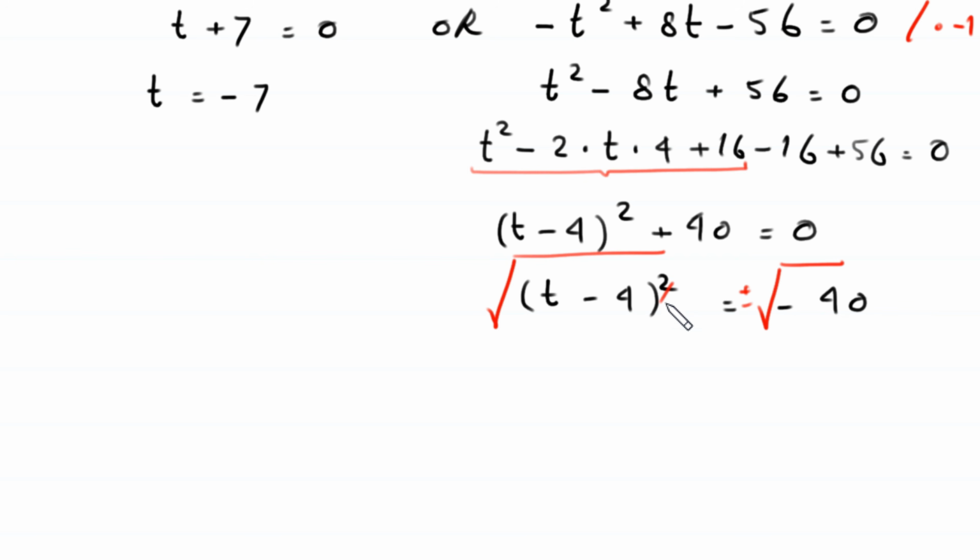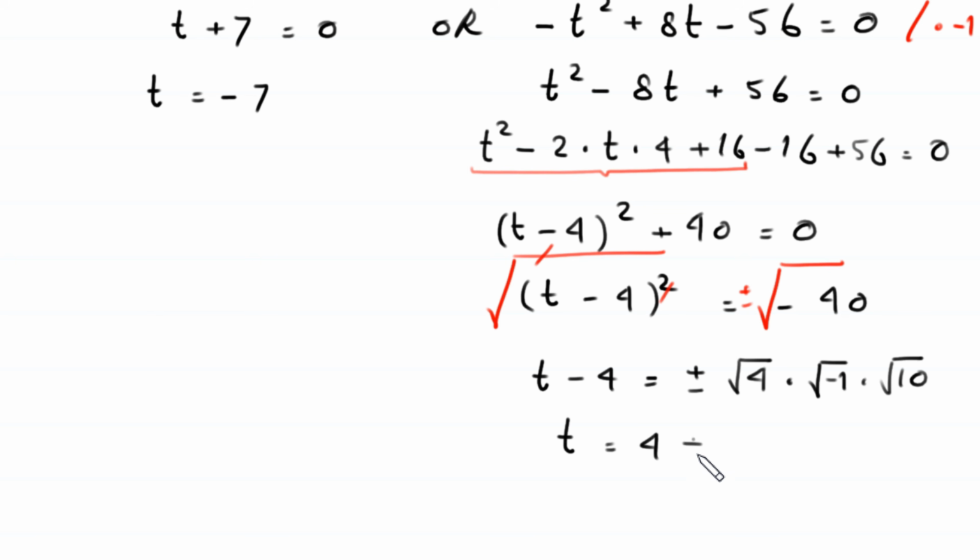So this square will be cancelled with this square root. We are left with t minus 4 equal to plus or minus this root negative 40, which can be written as root 4 times root negative 1 times root 10. Move this negative 4 to the right hand side. This will become t is equal to 4 plus or minus, root 4 will become 2, and this root negative 1 will become i times root 10.